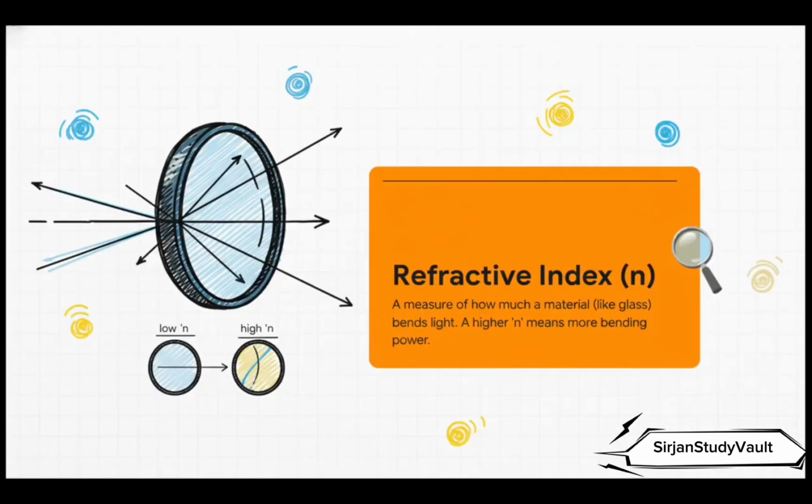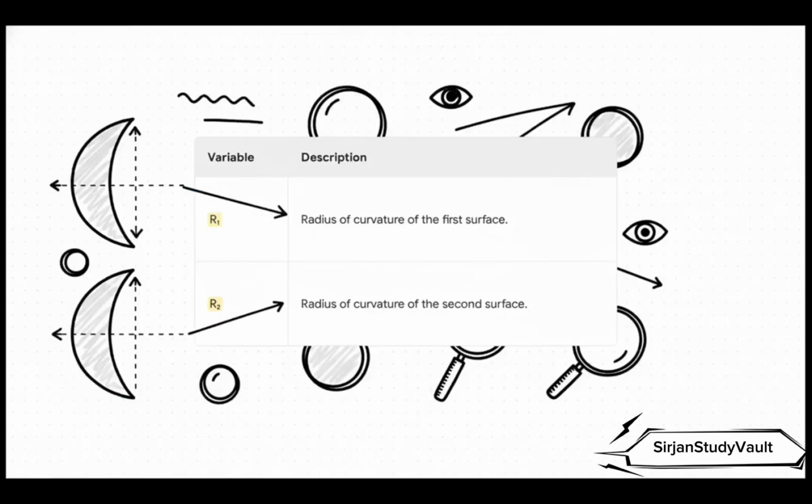Next is N, the refractive index. The easiest way to think about this is that it's the quality of our main ingredient, the glass itself. Different kinds of glass have different N values, which means they have a different natural ability to bend light. A higher N means more bending power. Simple as that. And finally, we get to R1 and R2.